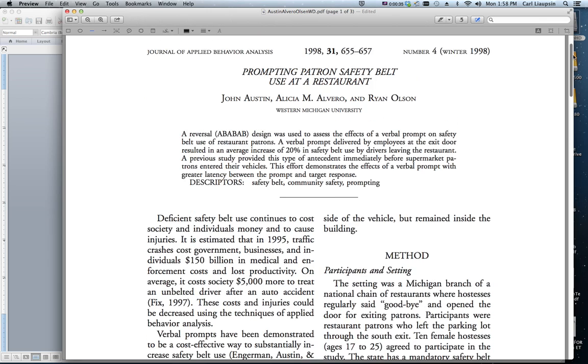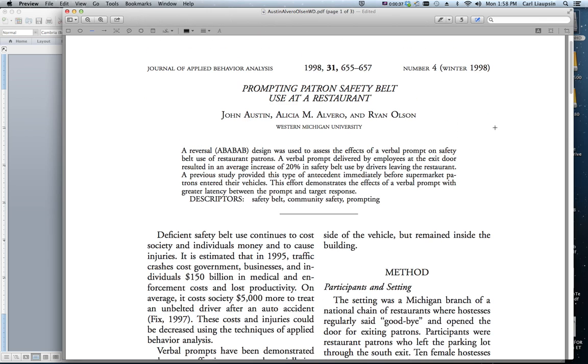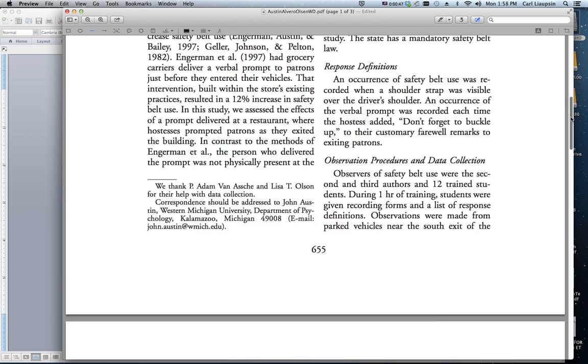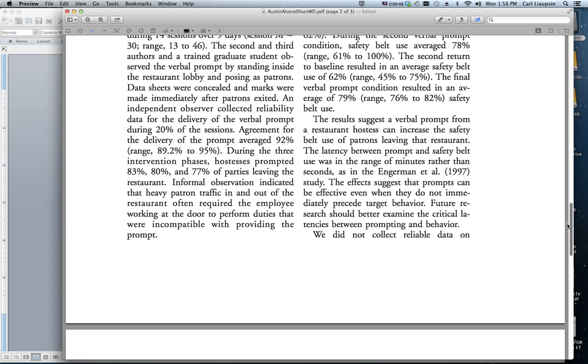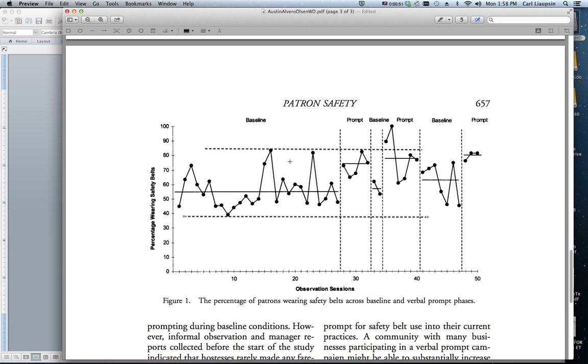The study we're going to use is from the Journal of Applied Behavior Analysis, 1998, Prompting Patron Safety Belt Use at a Restaurant by Austin, Elvero, and Olson. Sounds interesting. It is. It's kind of fun. You should read it. Let's take a look at the graph. I had already started doing some work. Let me get rid of some of those lines.